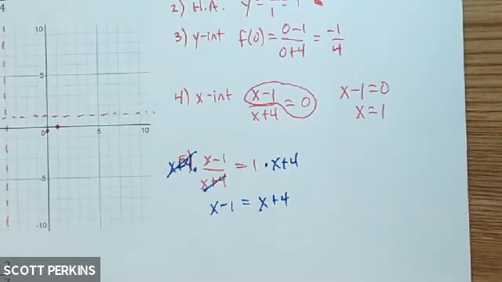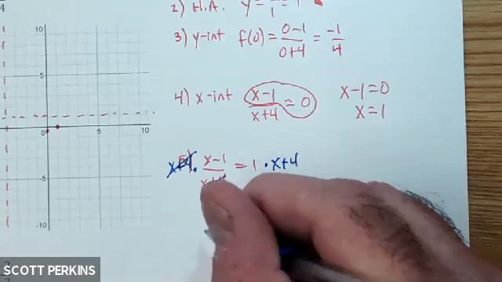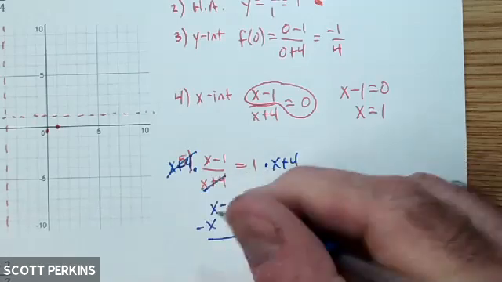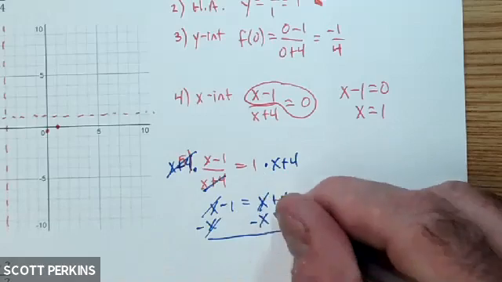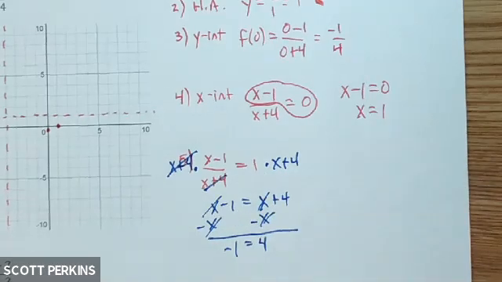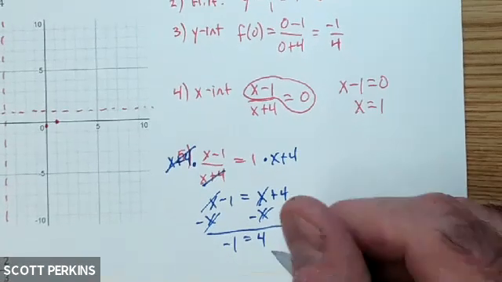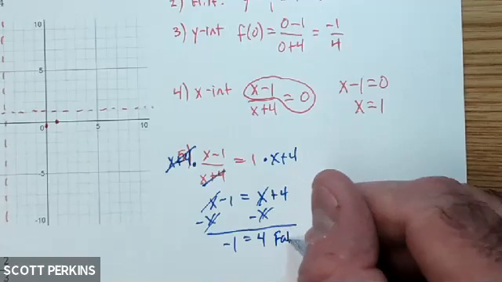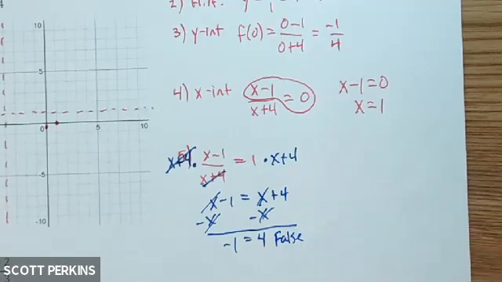And when I go to get all my x's on the same side, notice the x's cancel on both sides. I have -1 is equal to 4. That is a contradiction. -1 is never equal to 4. And so this is false. And what that tells me is the graph never goes through the horizontal asymptote.